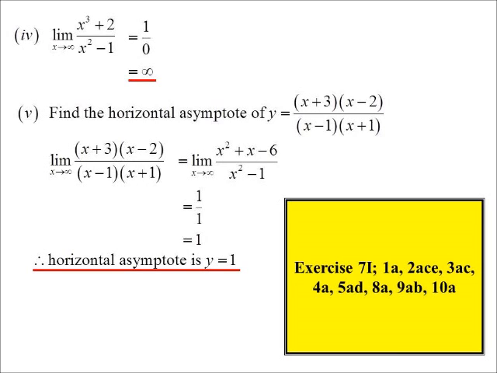All right, so there are just a few questions there on playing with this idea of limits.